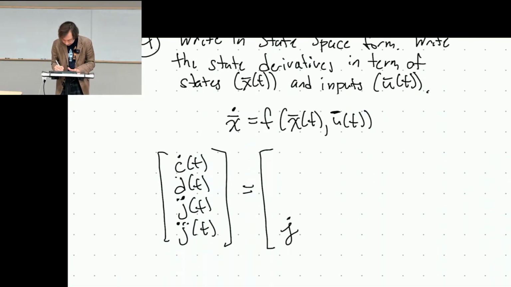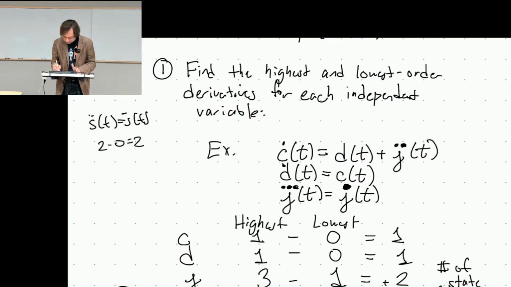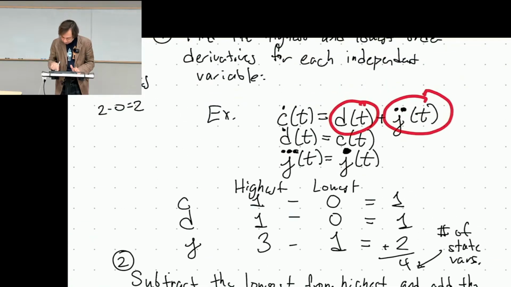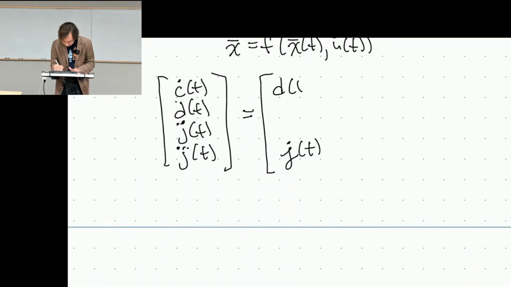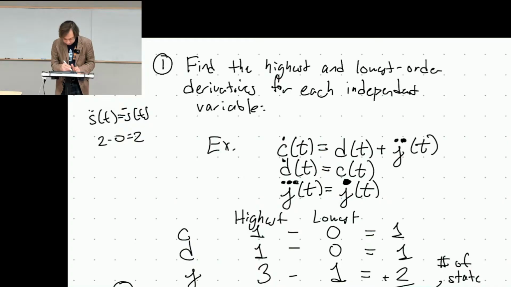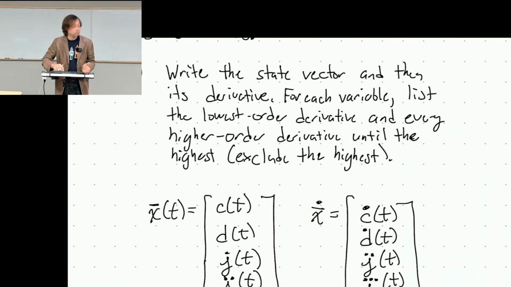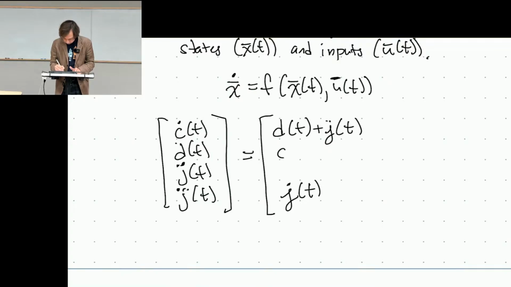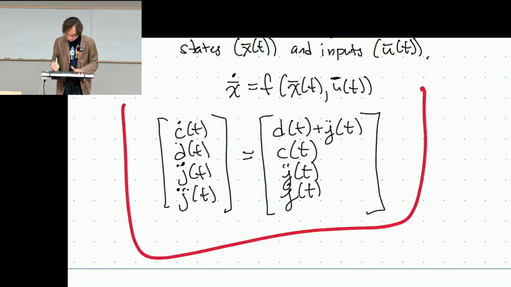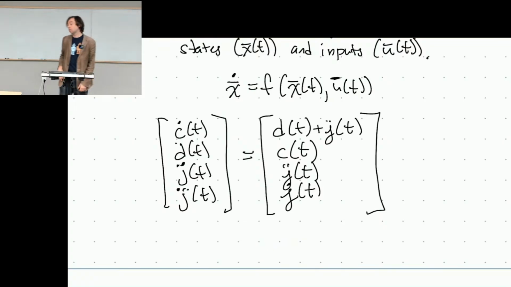There's always a way to do it. J dot of t. C dot of t, oh, there's an equation right here. D is a state. J double dot is a state, right? C, D, and J. J double dot. D dot is not a state. However, it's equal to C of t, which is a state. Okay. Guess what? J double dot is a state. Done. Okay, it's in state space form.